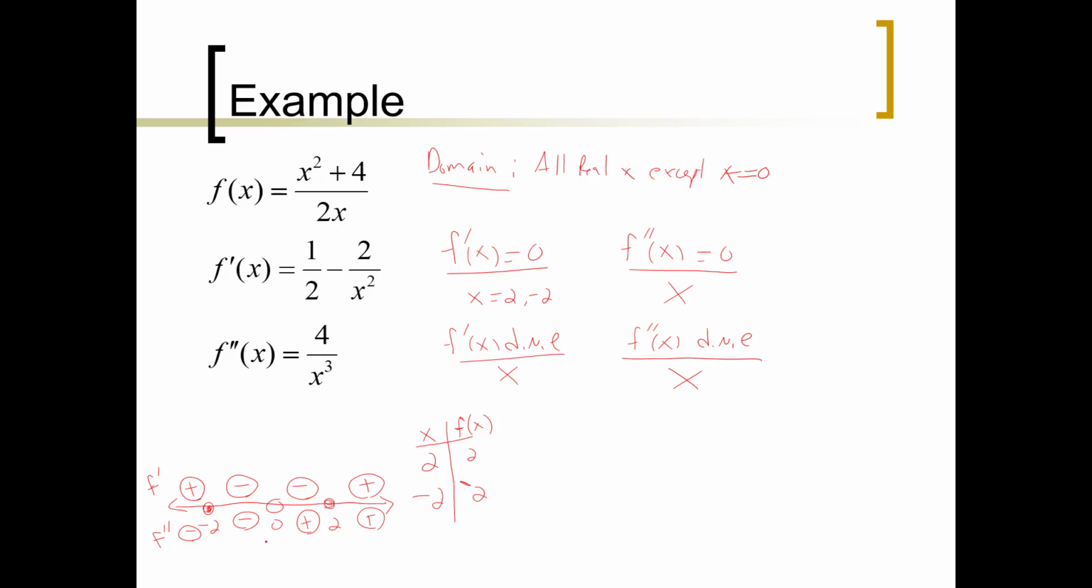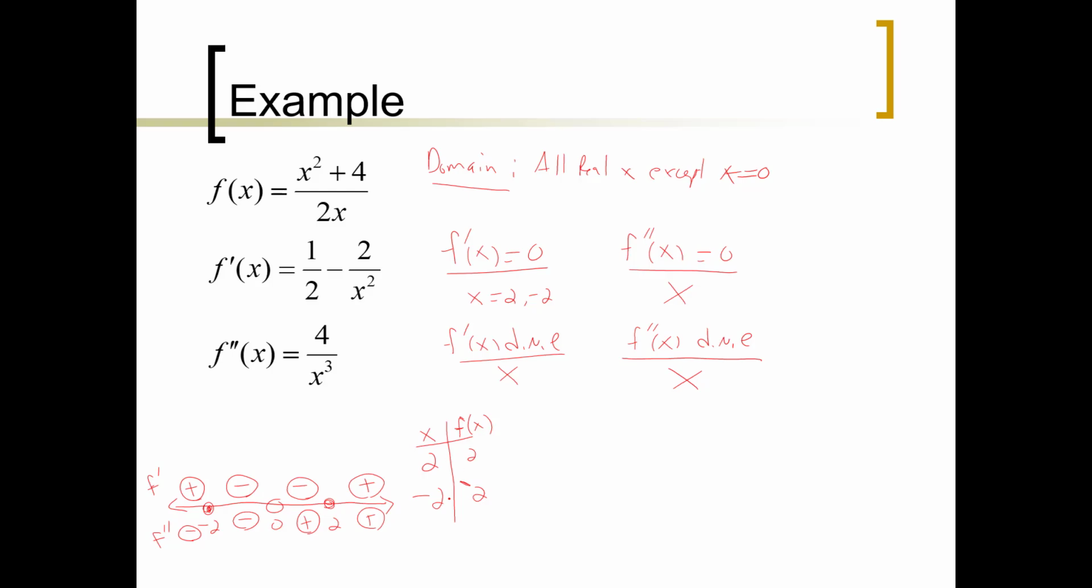At 0, the second derivative changes sign, but there's a hole there. That means the function is not continuous there. If it's not continuous, of course there's no tangent line, so we'll just ignore that. You don't get a point of inflection there at all. So we get these 2 points.